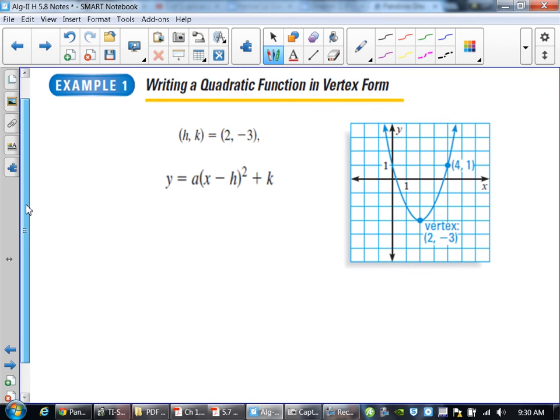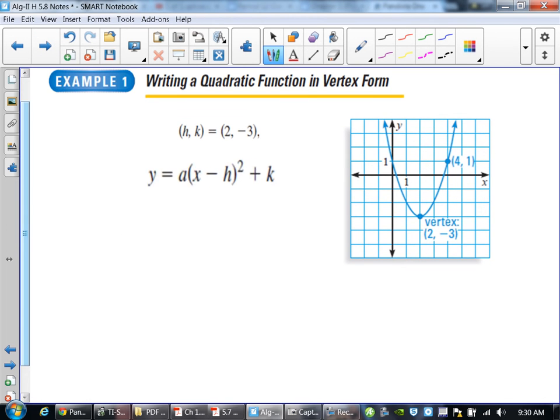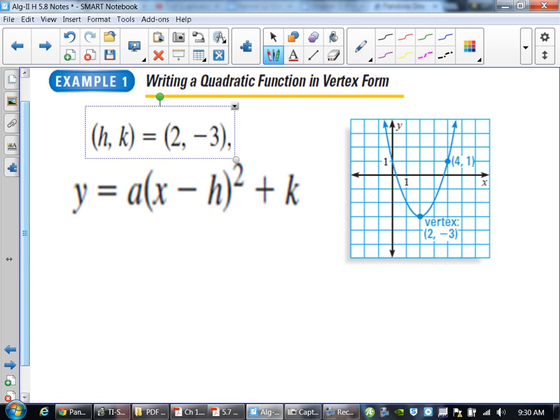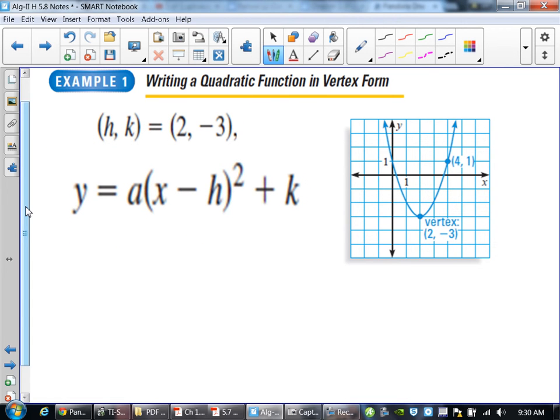So let's do the other one. Let's do it this way. Let's go to what's called vertex form. What was the other one called, that we're writing it out from zeros? There's a couple ways we're going to do it. Vertex form.